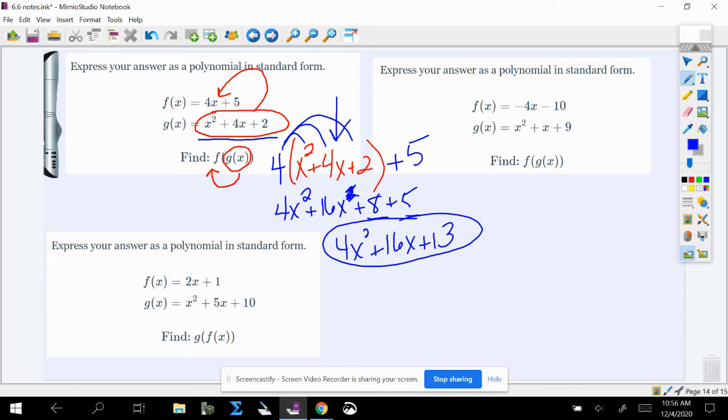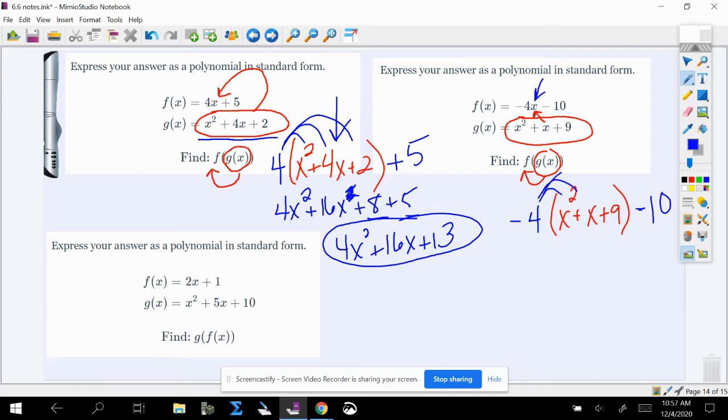We still work inside out. So I'm going to do this one the same way. I really like color coding. I think it helps. So we're going to put the g function, which is all of this, into the f function where you see that x. So you're going to have -4, but instead of x, you're going to replace that with the entire g function, which is x squared plus x plus 9. And then you still have the -10. So all I did is I replaced this x with the entire g function.